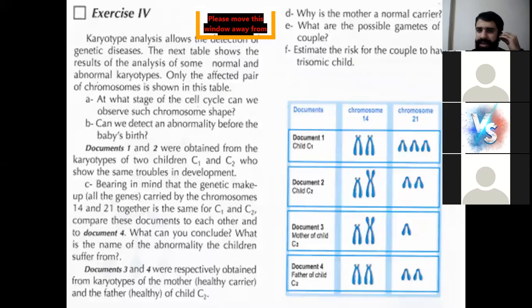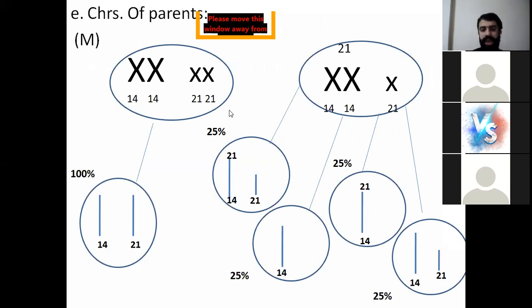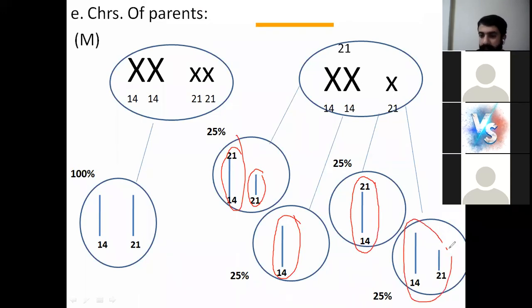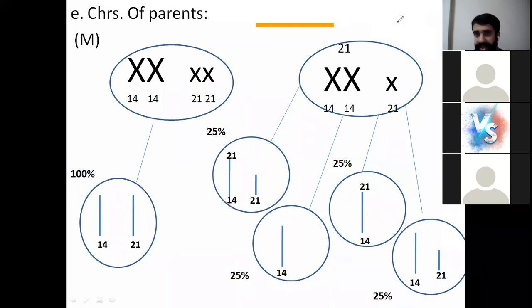Part 5 or part E: what are the possible gametes of the couple? Here we have the normal one, which gives 14 and 21. These are the possible gametes. It gives 100% one copy of chromosome 14 and one copy of chromosome number 21. But here we have translocation. Either it gives 14 translocated with 21, or 21 alone, or only 14, or it gives 14 and 21, which is the normal one. So we have four possibilities, four different gametes.